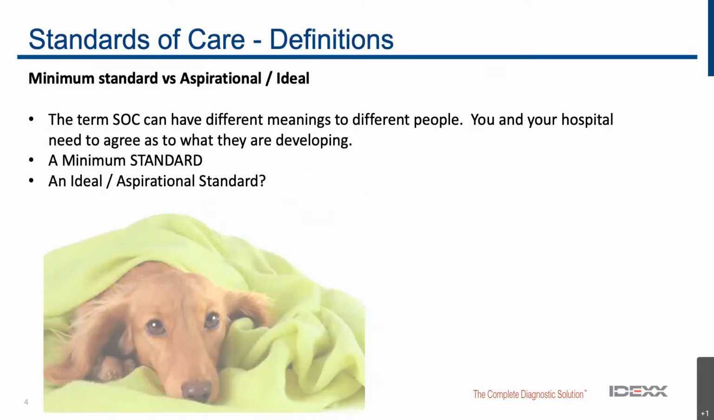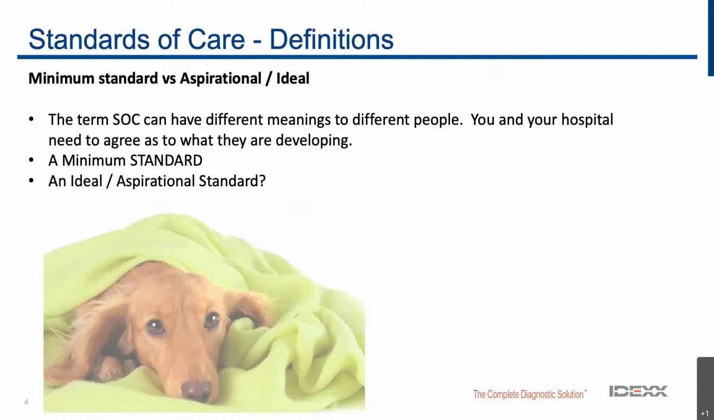We talk about standards of care a lot in the veterinary profession, and this is a term that can have quite different meanings depending on who you're talking to. It's really important when you talk to your team that you have a pretty solid idea of what you mean when you talk about a standard of care. Is this a minimum standard, or is this an ideal aspirational standard?